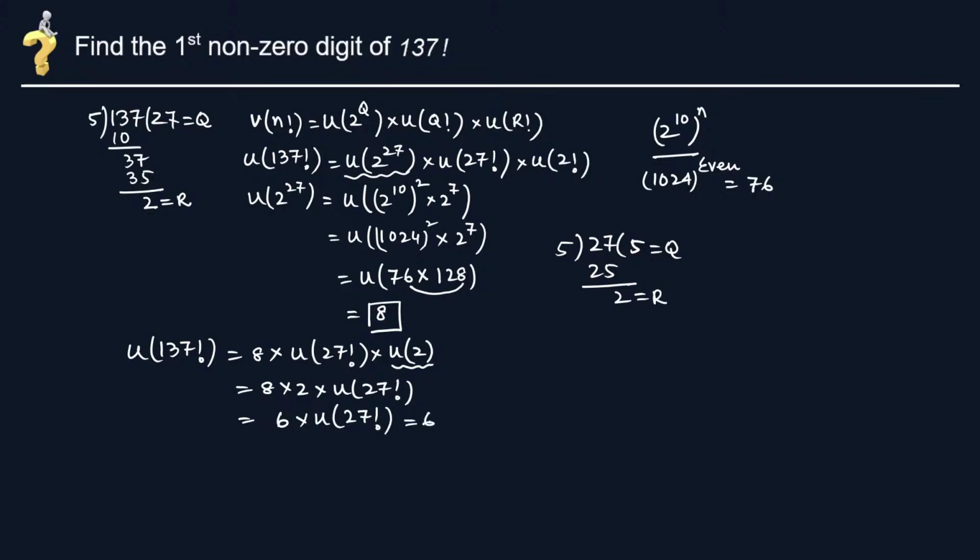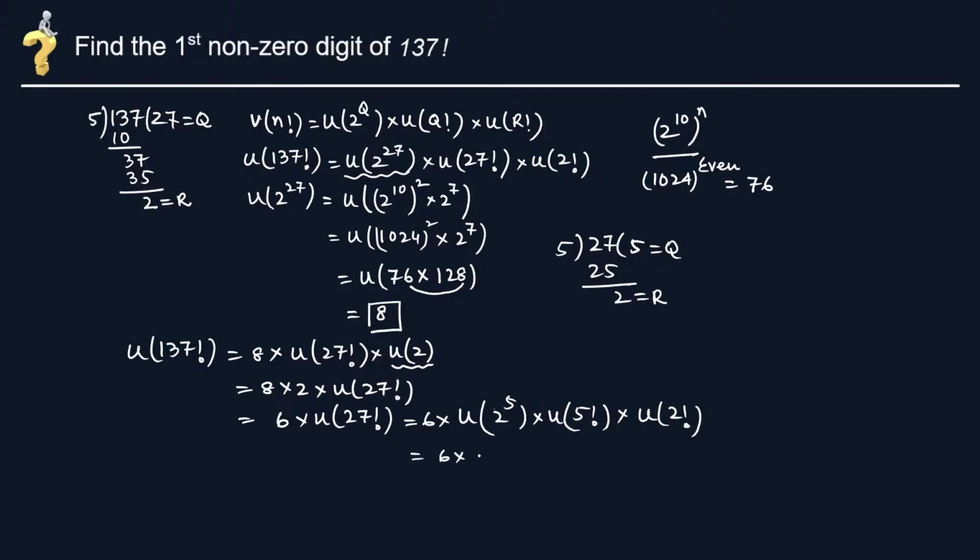So how will I write it? 6 into 2 to the power 5, factorial 5, and factorial 2. Is it clear? I have used the same formula here also because it is factorial 27 and we have to find out the first non-zero digit of that.